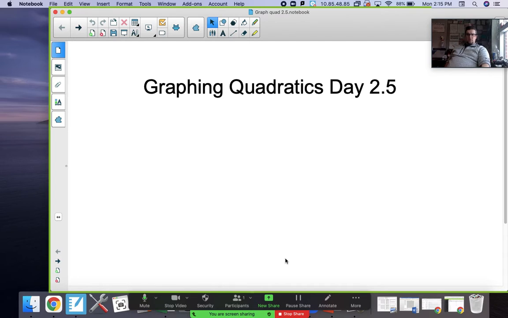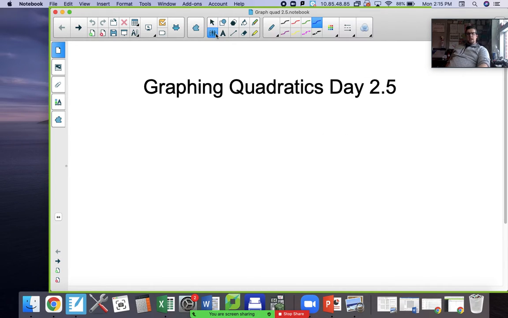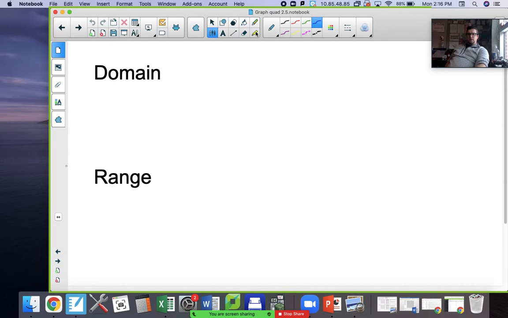In algebra, we looked at graphing our quadratics. Again, I'm calling it day 2.5. Nothing new. Still standard form, still vertex form. We're just practicing graphing them again. So a few things I want to talk about.